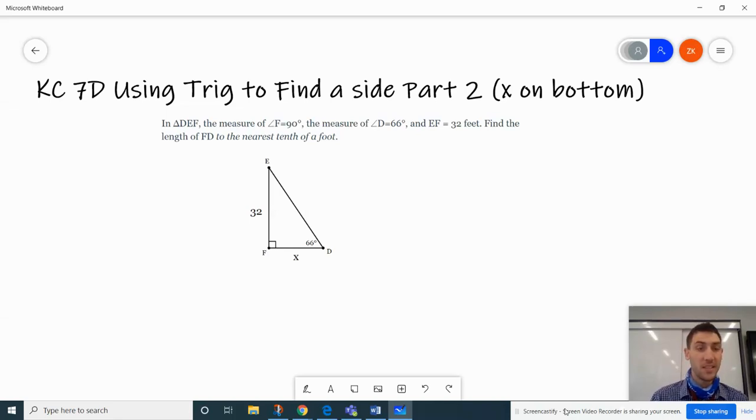We're going to go over KC7D, using trig to find a side, part 2, with x now being on the bottom. So the focus here, we'll go a little quicker, but we're really going to focus on what to do when you find x is on the bottom, or the denominator.